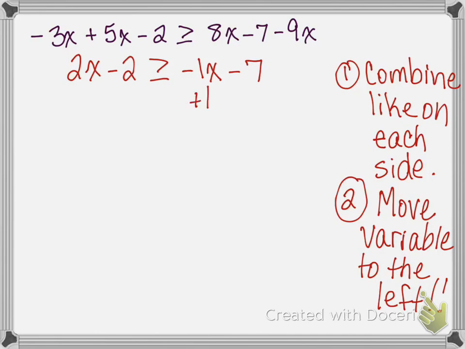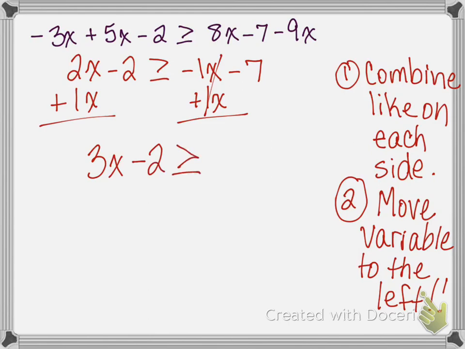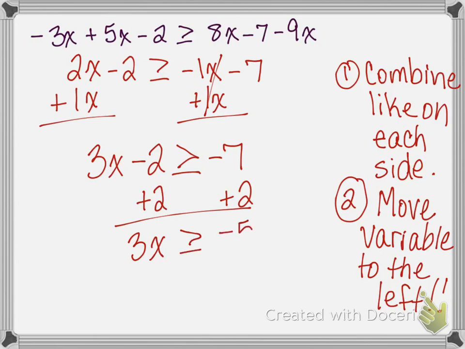So I'm going to add 1x to both sides. And I'm left with 3x minus 2 is greater than or equal to negative 7. I am going to add 2 to both sides. And I have 3x is greater than or equal to negative 5.